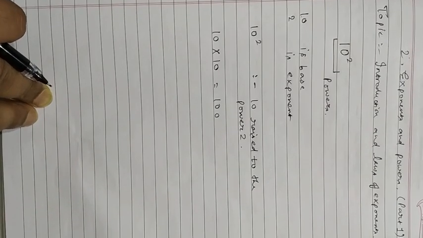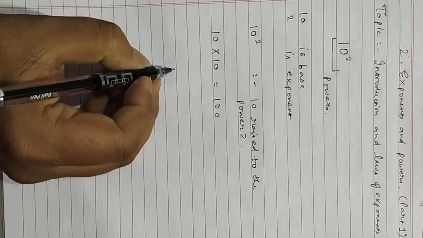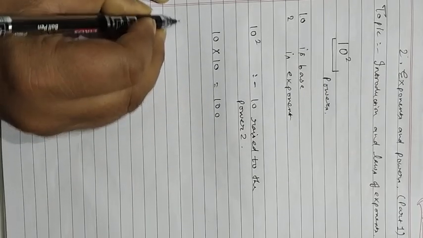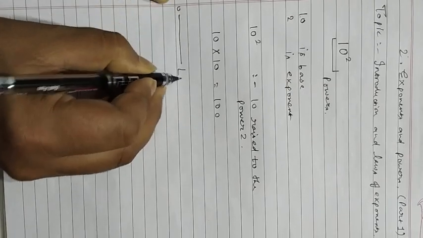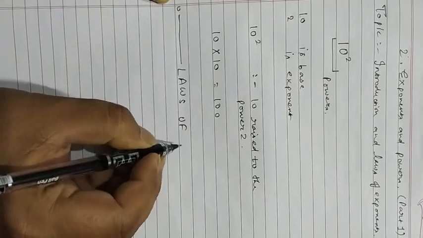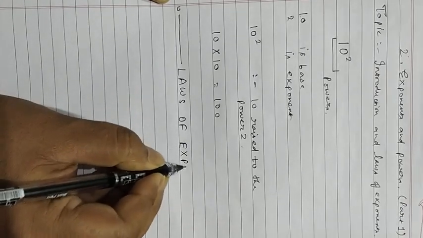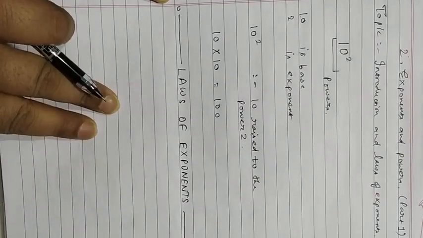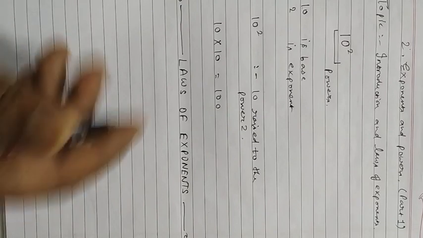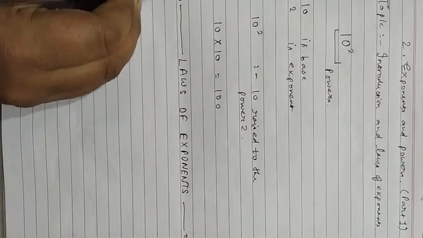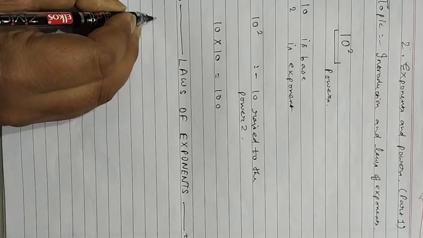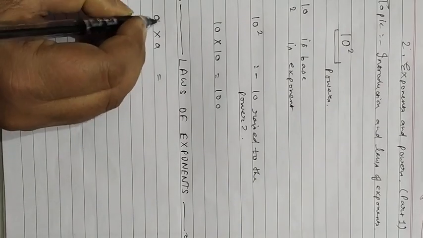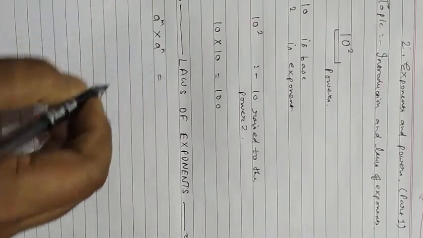In this chapter there are some basic formula type things. So this is called the laws of exponents. Without learning these things, you cannot solve the chapter. Our first law is when the bases are same and they are being multiplied, then their powers will be added.